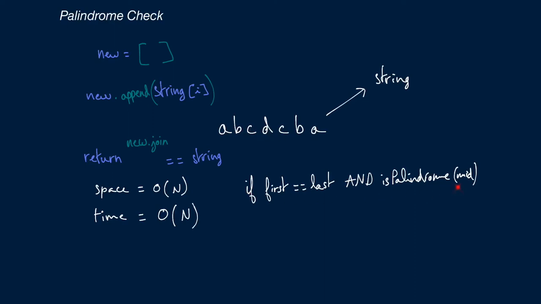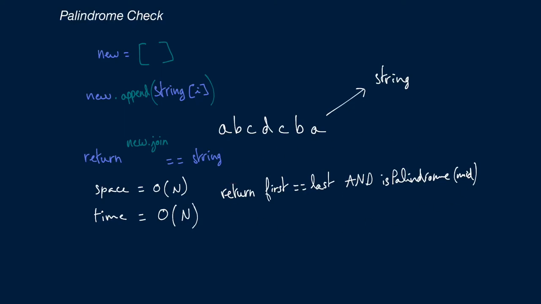So if these two things are truthy, return true. Or we could even not have this entire if statement. We could just say return this: return the fact that first is equal to last and isPalindrome on mid. So that would be a way to solve this function recursively. And again, we'll go into the exact implementation of that in the code walkthrough in a little bit. But this is the main logic behind the recursive solution to this problem.